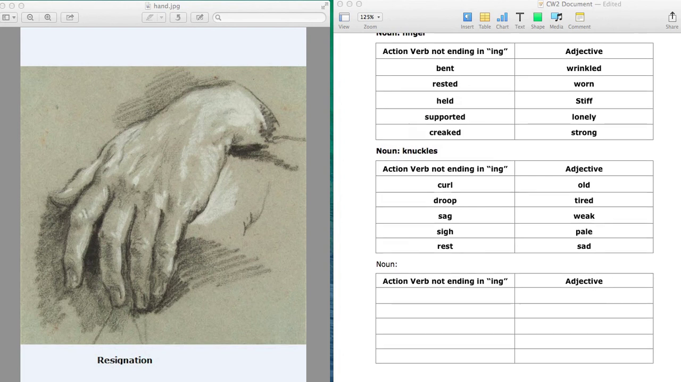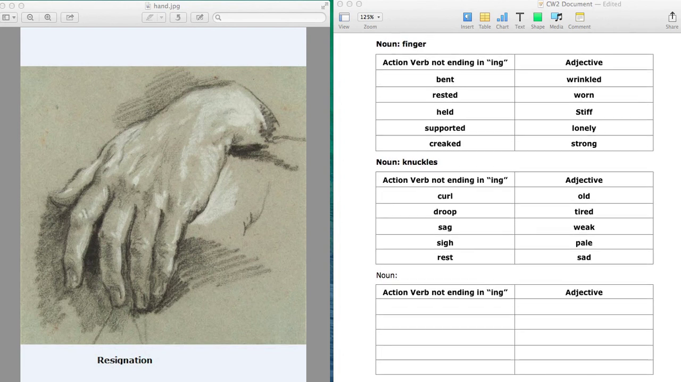So if we go up to the first page here, notice that there are a couple of nouns. Notice that you can see fingers, or you could even hone in on one finger here. And so now, what are things that a finger might do? Well, it could bend, it could rest, it can hold something, it can support something. If it moves and it's an old one, it might creak. So there are 5 good action verbs not ending in ing.